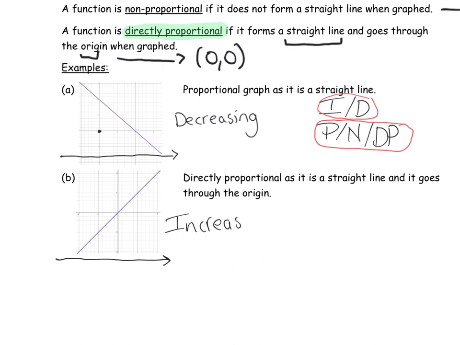And then we say to ourselves, right, is it proportional? So proportional means, is it a straight line when it's graphed? And this function definitely is a straight line, so it is proportional. And then we ask ourselves, is it directly proportional? So is it going through the origin? And you can see here that this graph is directly going through the origin, so it is directly proportional.